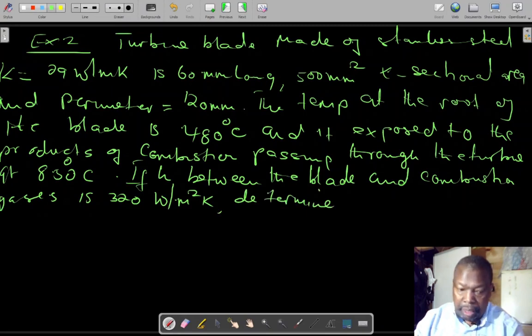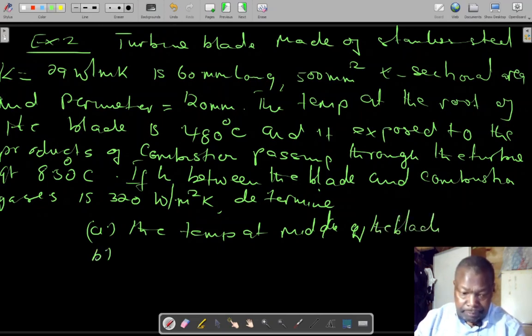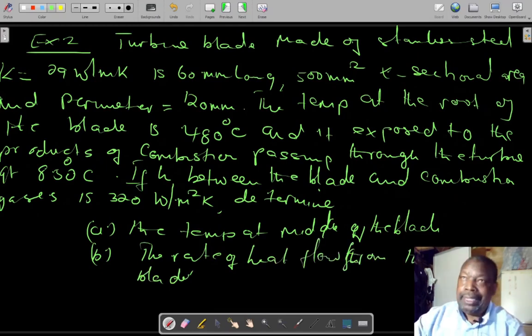determine A, the temperature at the middle of the blade, B, the rate of heat flow from the blade. So let us have a look at this solution.